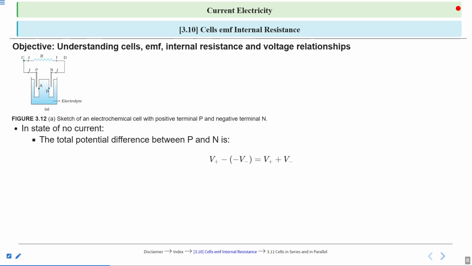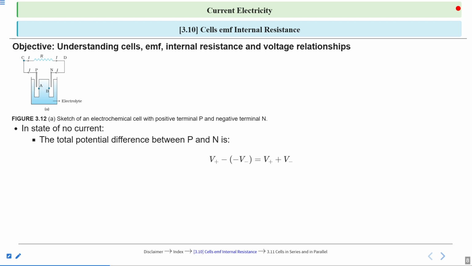The minus outside the bracket is for the formula. We are taking potential difference, so we have to subtract the negative potential from the positive potential. So the total potential difference between P and N is V positive minus V negative. Since V negative is itself negative, the minus will become positive, so V positive plus V negative.